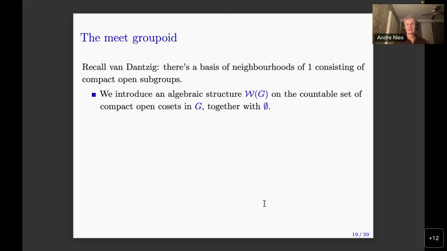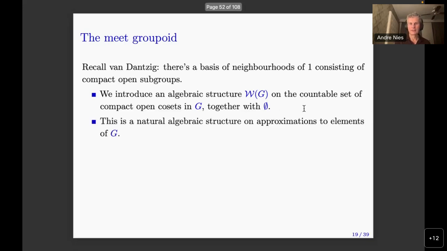Again, it starts from van Dantzig. There's the basis of neighborhoods of compact open subgroups of the identity, of course. So I want to introduce an algebraic structure on the compact open cosets in G, meaning the cosets of the subgroups, called this W of G. By the way, if you don't remember, any left coset of something is also a right coset of a conjugate. So I just say coset without specifying always left or right. So coset means just that. So I throw in all the compact open cosets and also the empty set to get a natural algebraic structure.